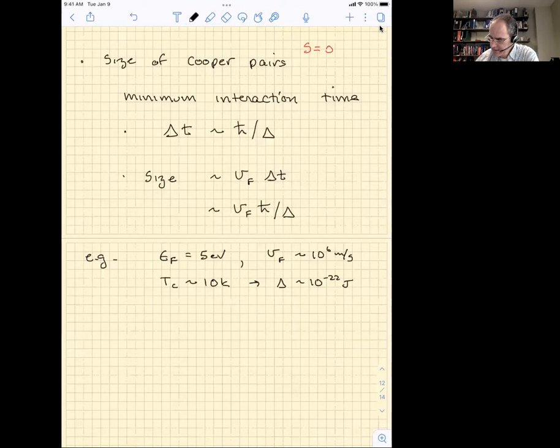And we expect this to be of the order of 10^-34 joule seconds times 10^6 meters per second divided by 10^-22 joules, which gives me 10^-6 meters. So very large.